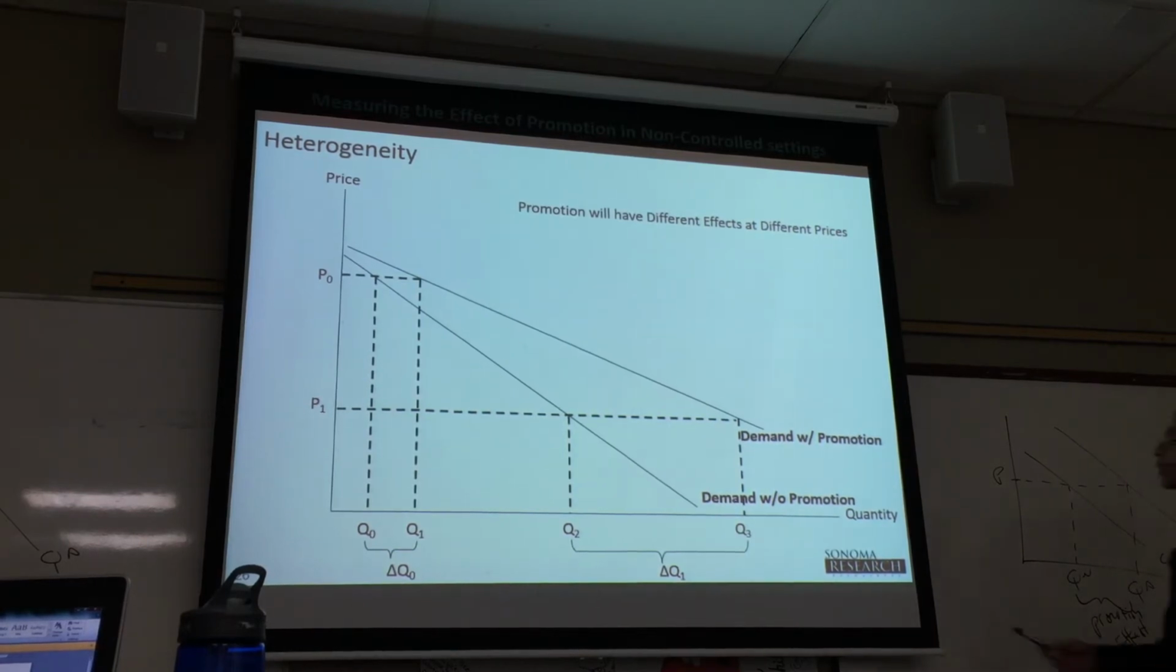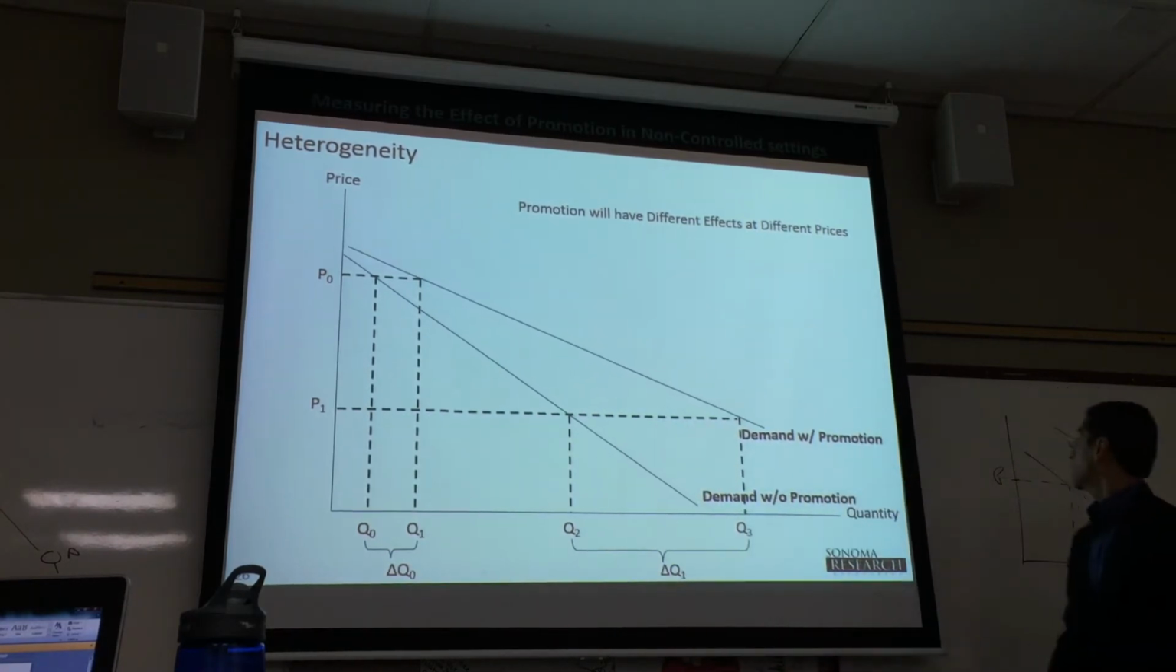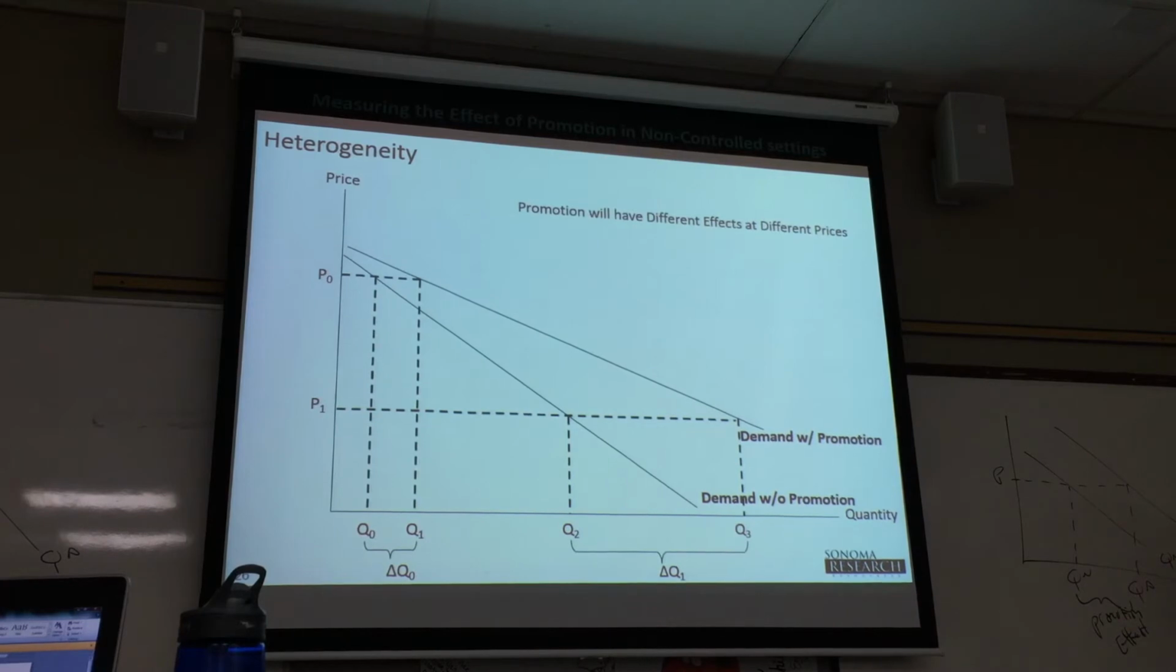So it matters where you evaluate price on what the effect of promotion is. You can't assume this, right? If you've got parallel demand curves, then promotion has the same effect no matter where we're at. Evaluate here, the distance between these two curves is always going to be the same. I think that's the definition of parallel, isn't it? I'll Google it. But if they're not parallel, then promotion is going to have different effects at different prices.